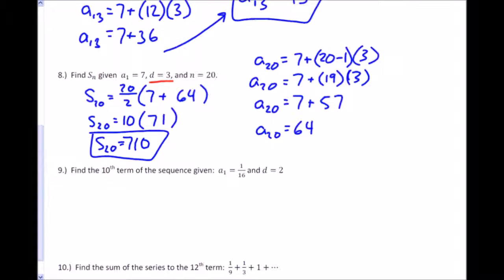All right, so if you're missing a piece from the formula, you might have to go use another formula.